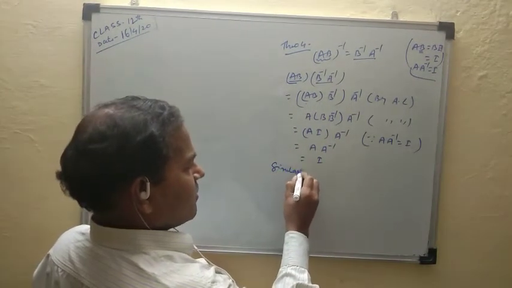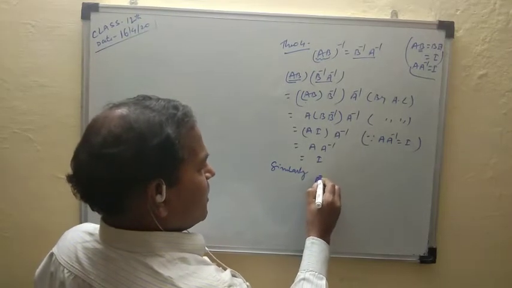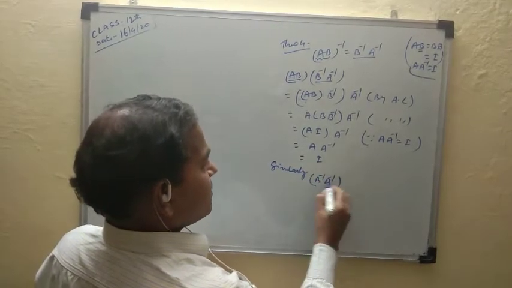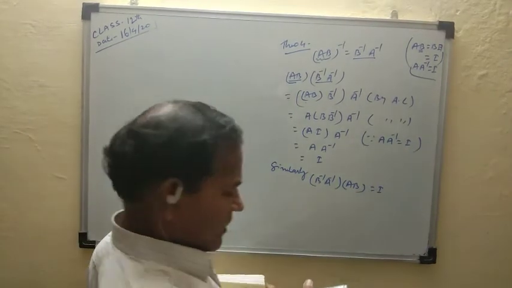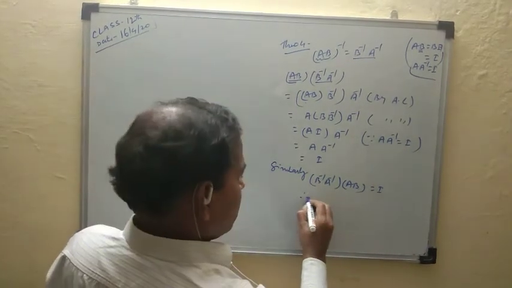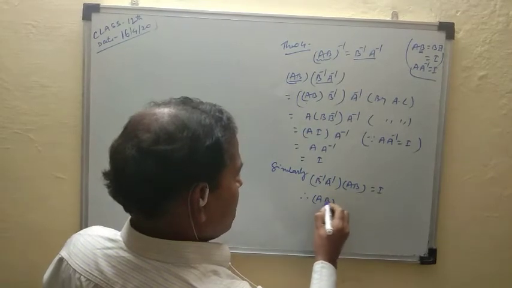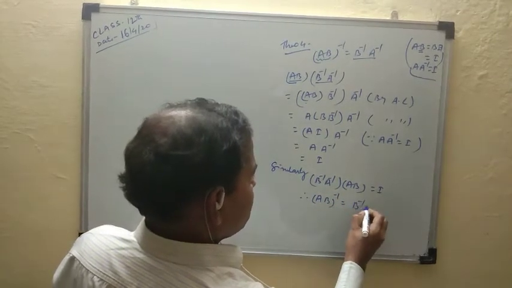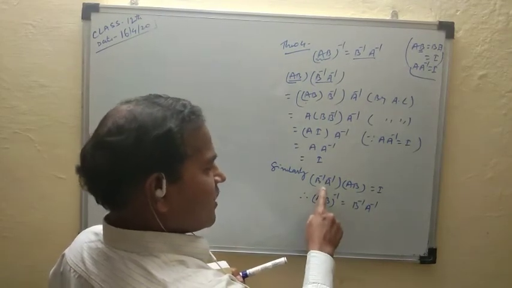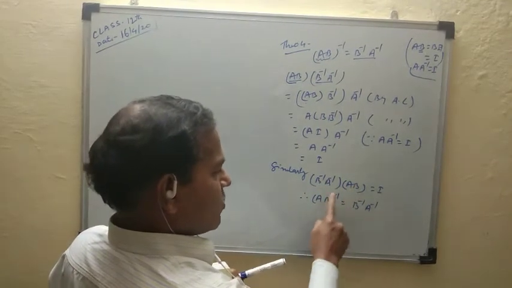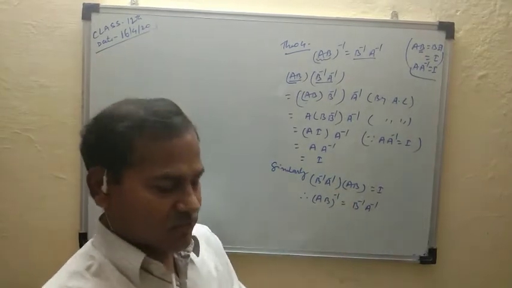Similarly, B inverse A inverse into AB is equal to I. So therefore AB whole inverse is equal to B inverse A inverse, that is, this is the inverse of AB. So AB whole inverse is equal to B inverse A inverse.